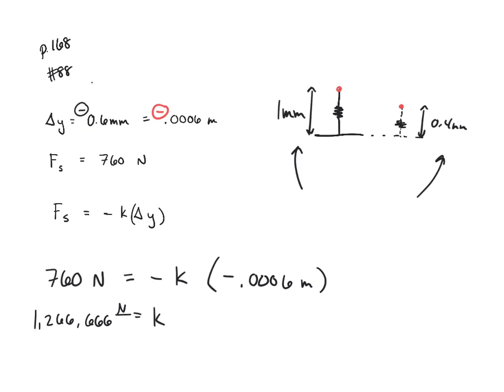1,266,600 newtons per meter. Good? Okay, and validate, please, with each other. So that's the K value of the scale.